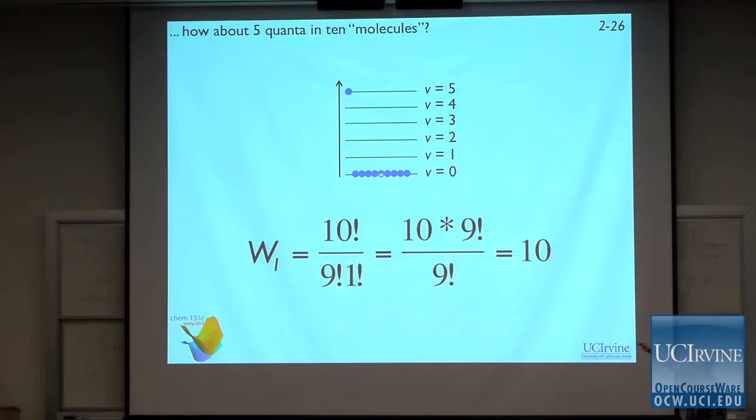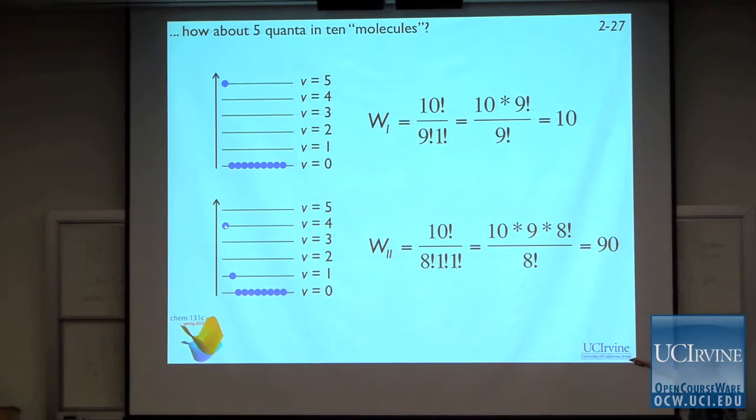All right, 10 molecules now. 1, 2, 3, 4, 5, 6, 7, 8, 9, 10. Put all 5 quanta of energy into that guy. How many microstates are there? 10 molecules, 9 of them are all in this energy state down here, so I'm going to divide by 9 factorial. There's 10 ways to generate this configuration, and you can see immediately that that has to be true, right? 10 ways to do this. 10 microstates.